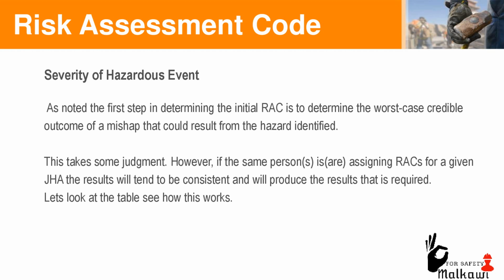Severity of hazardous event. As noted, the first step in determining the initial RAC is to determine the worst case credible outcome of a mishap that could result from the hazard identified. This takes some judgment. However, if the same person or persons are assigning RACs for a given JHA, the results will tend to be consistent and will produce the results that are required. Let's look at the table, see how this works.